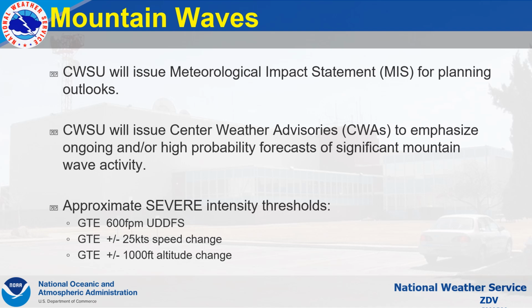Now here in Denver Center, we use an approximate severe intensity threshold. Anything greater than or equal to 600 feet per minute updrafts or downdrafts, greater than or equal to 25 knots of speed change, or greater than or equal to 1,000 feet of altitude change. Any of those three would mean that this is a severe mountain wave event.